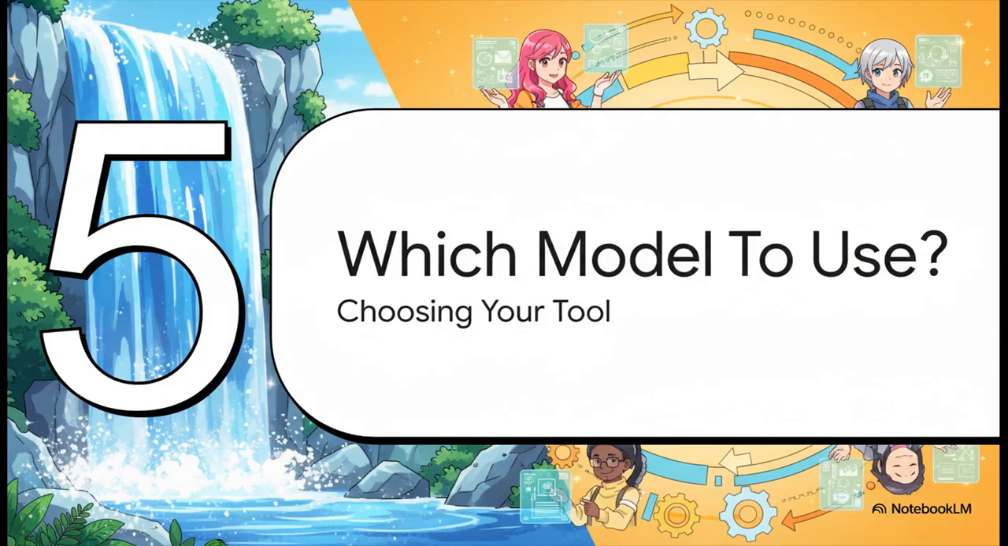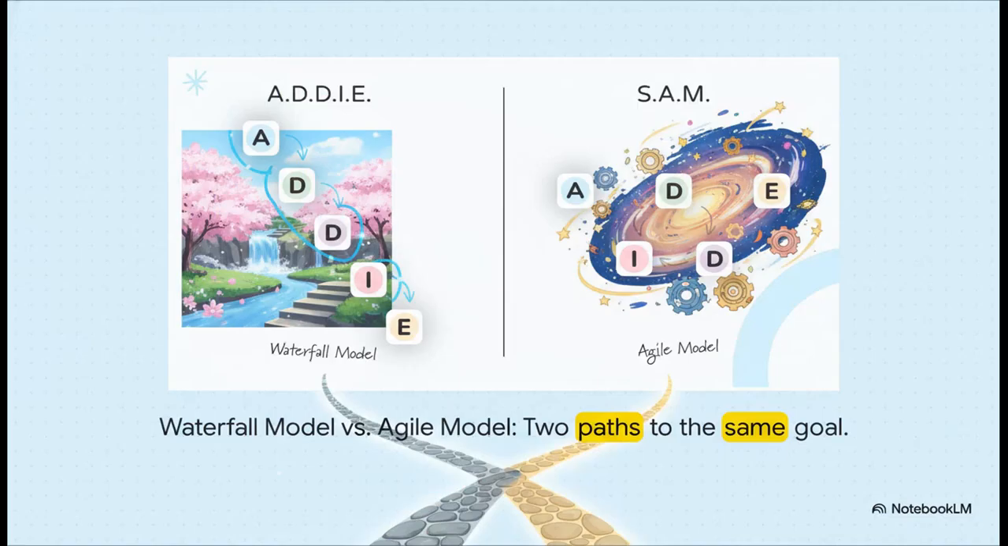Okay, so we've got ADDIE, the classic waterfall, and we've got SAM, the agile loop, which leads to the most practical question of all: which one should you actually use? And this is so important. It's not a competition. It's not about which one is better. They're just two different paths to get to the same destination, which is an effective, awesome learning experience. The right path really just depends on the project, the team, and the situation you're in.